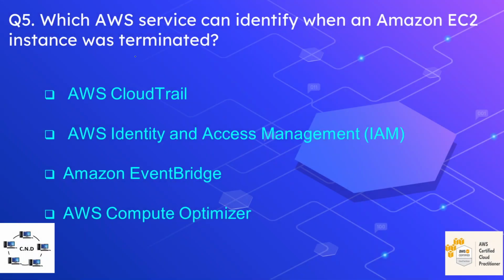Question number 5 is: which AWS service can identify when an Amazon EC2 instance was terminated? The options are option A, AWS CloudTrail; option B, AWS Identity and Access Management; option C, Amazon EventBridge; and option D, AWS Compute Optimizer. The correct option is AWS CloudTrail. It can give you the specific time or the trail, the traceability, of different actions such as the termination of an instance.